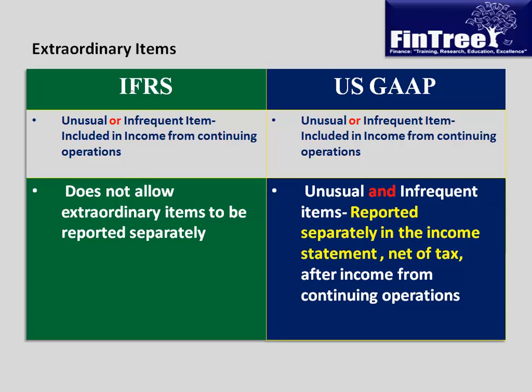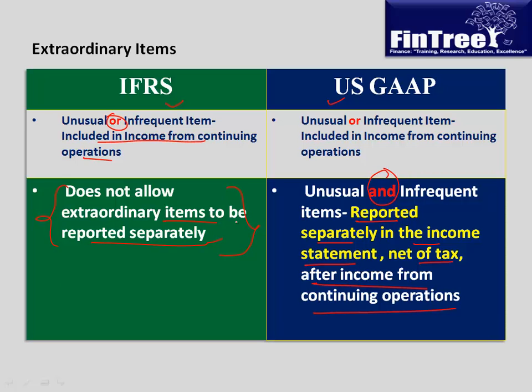Extraordinary items. If an item is unusual or infrequent, it is to be included in income from continuing operations in both IFRS as well as US GAAP. However, if an item is unusual and infrequent, then it is considered extraordinary in US GAAP, and therefore it has to be reported separately in the income statement net of tax after income from continuing operations. However, IFRS does not allow extraordinary items reported separately, which means if an item is unusual and infrequent, even in that case in IFRS it has to be shown as a part of income from continuing operations. It will not be allowed to disclose it separately.